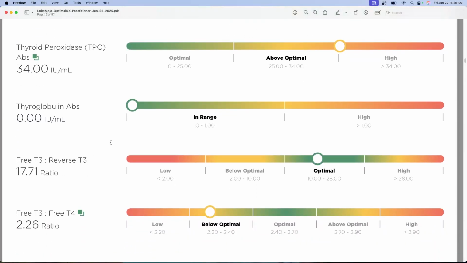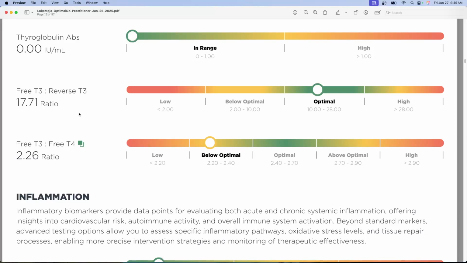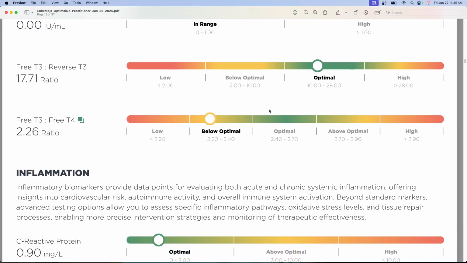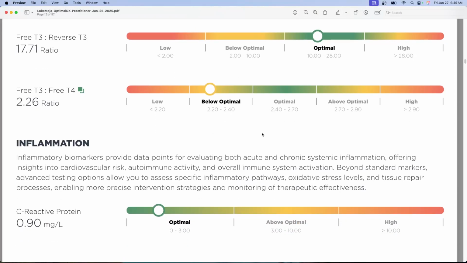So that's definitely interesting. Free T3 to reverse T3 was in the optimal range, so that was good. We saw that that reverse T3 was good, which I was pleasantly surprised by. Free T3 to free T4 can give us an idea of how well your body is converting T4 into T3. That happens in several different places in your body.